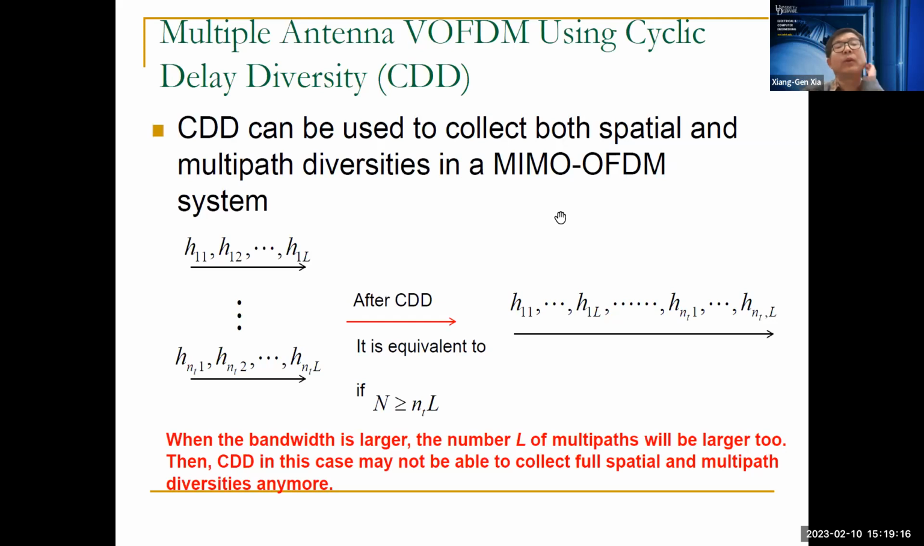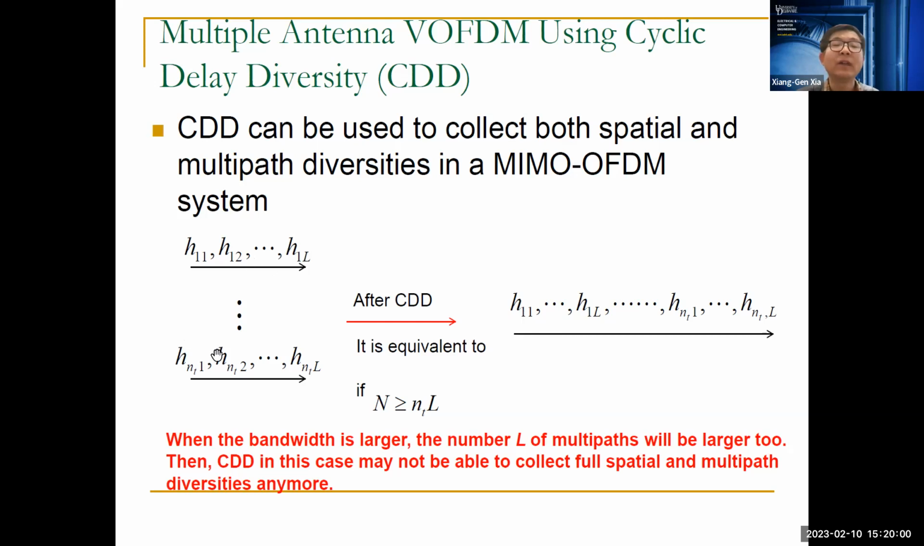Now let's talk about multiple antenna systems. For conventional OFDM, you can do a very simple way, called cyclic delay diversity, to collect both multipath diversity and spatial diversity. The main idea is simple: you shift cyclically in the time domain, for every OFDM symbol, you do a cyclic shift apart by capital L symbols. The idea is to put all these fadings, multipaths from multiple antennas, into a single line, an equivalent single input, single output, to achieve the multipath diversity.